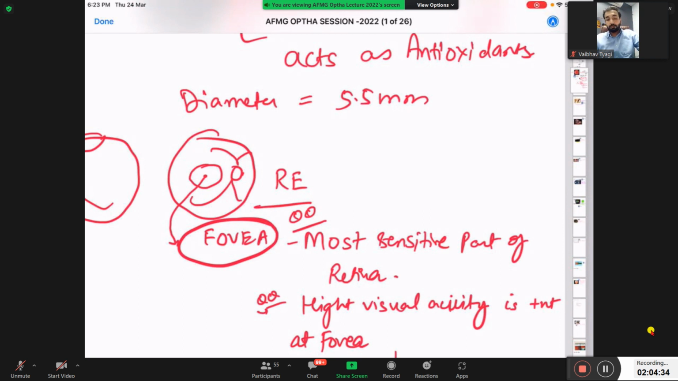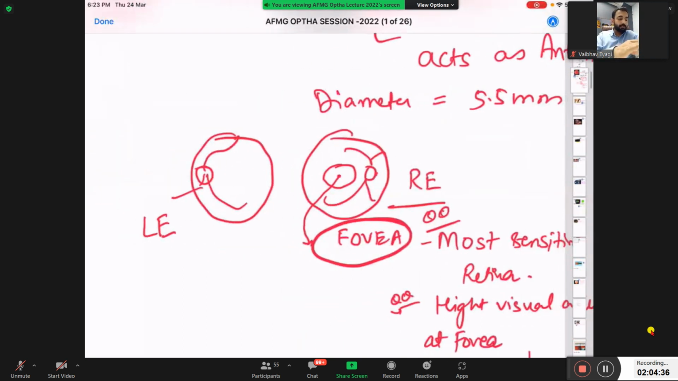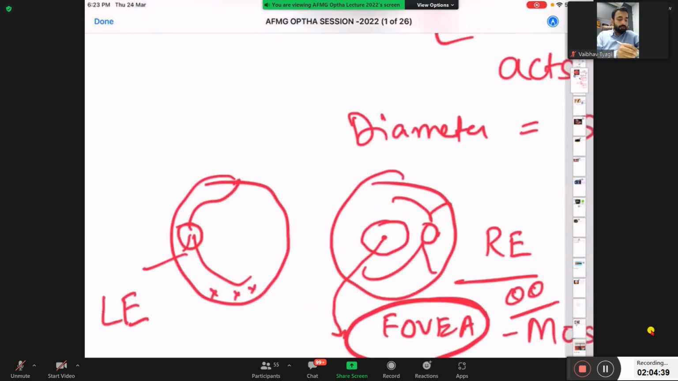Now, what is the location of rods then? If you see the retina, rods are present in the periphery of the retina, in more number, right? Whereas cones are present in the center of the retina, in the macula. Understood? That is why rods are responsible for your peripheral vision. If I have to see in the periphery, my rods will be functioning. If I have to see in the center, central vision is regulated by your cones.